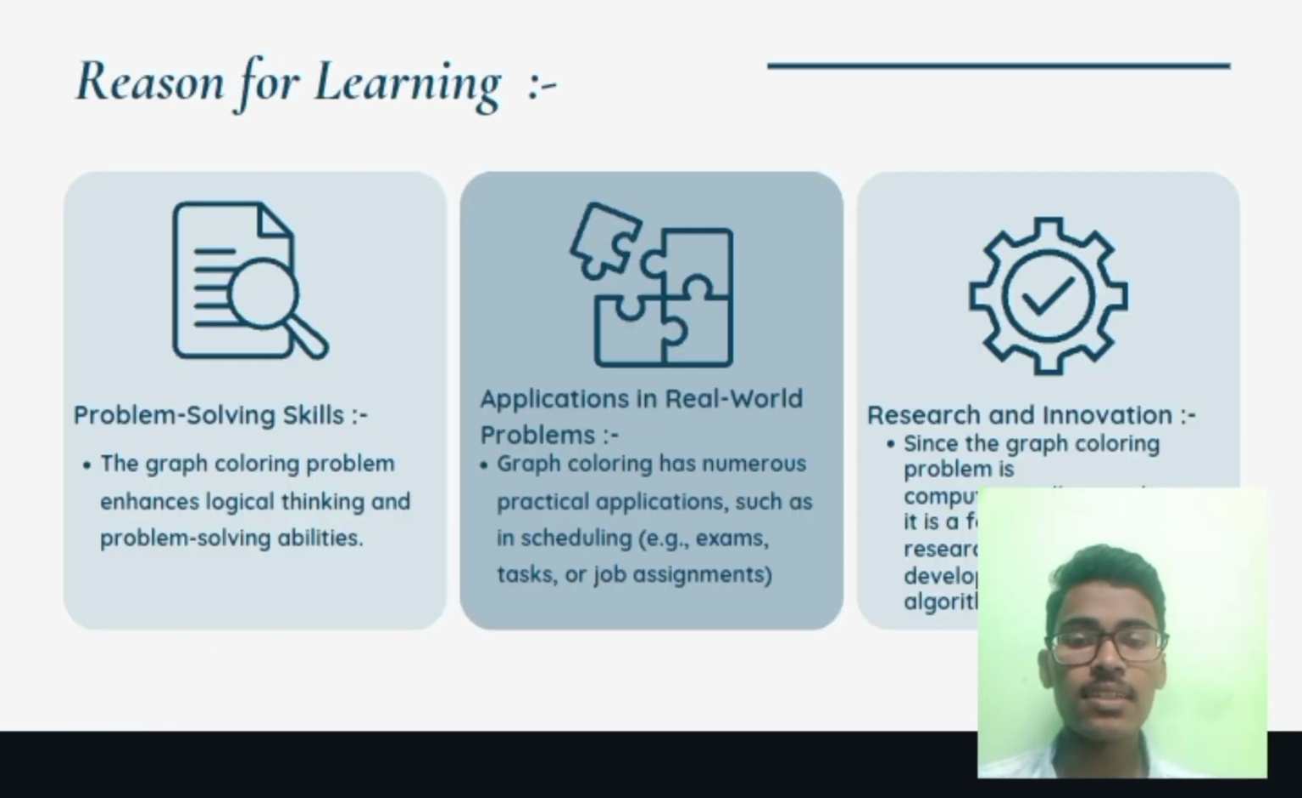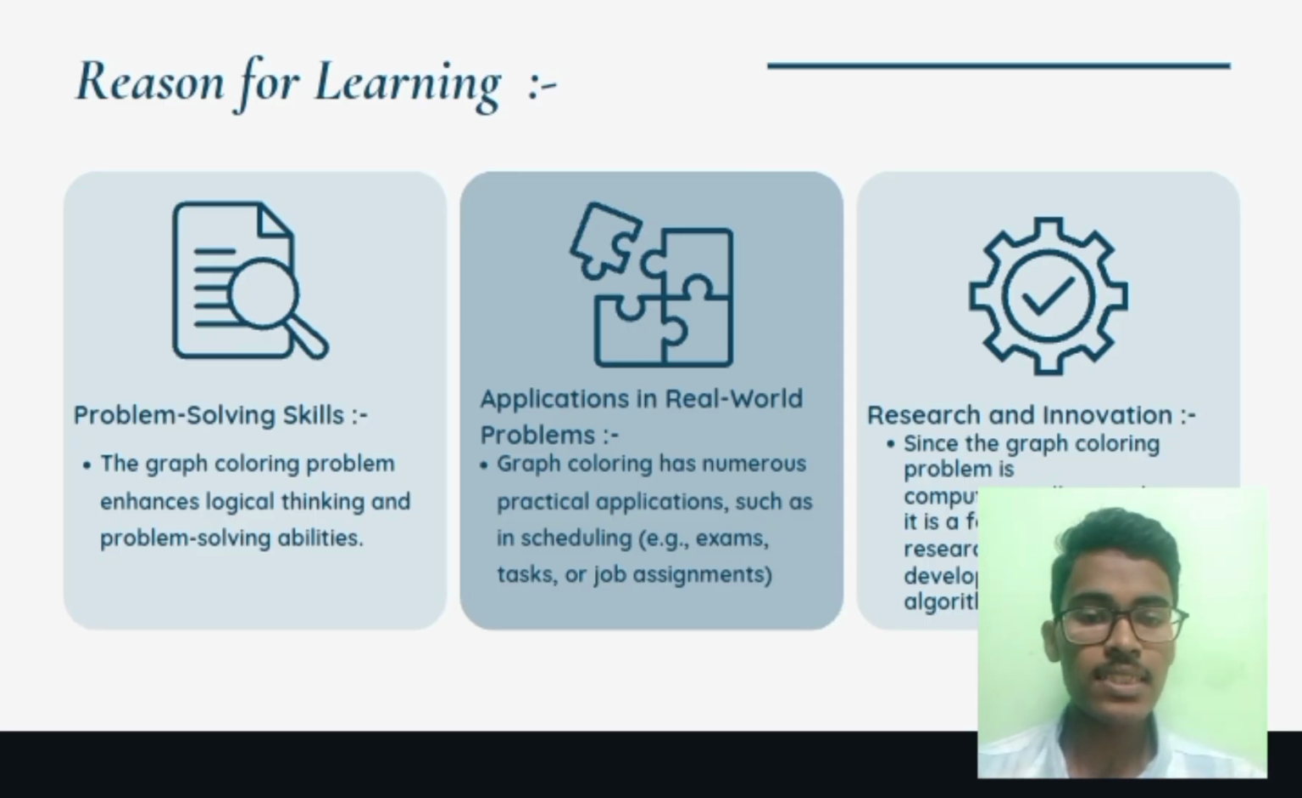And the reason for learning. Why do we have to learn this graph coloring problem or problem solving skills? The graph coloring problem enhances logical thinking and problem solving abilities. It has applications in real world problems, and graph coloring has numerous practical applications such as in scheduling, for example exams, tasks or job assignments, etc. And also the reason for learning this graph coloring problem is research and innovation purposes.